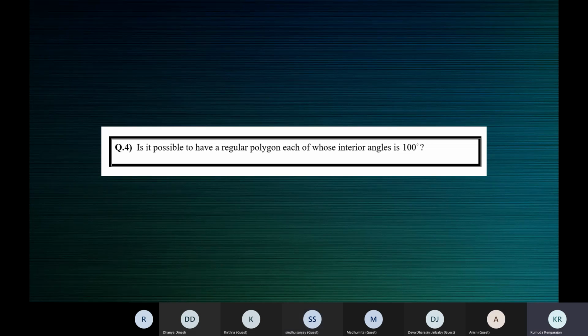So (n-2) into 180 is the sum of all the interior angles. Divide by n to get the value of each interior angle. So what you have to write is each interior angle is equal to 100 degrees. Each interior angle means (n-2) into 180 by n is equal to 100 degrees. You'll have to work that and find the value of n. And based on the value of n, you can say if it is possible or not possible.